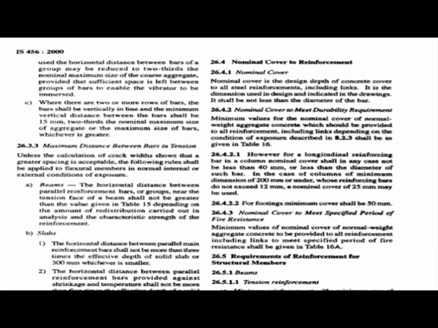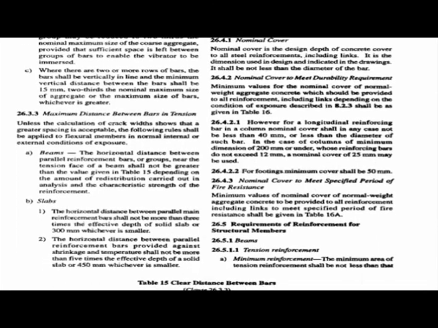This is the one that code available, so I can read it. The horizontal distance between parallel main reinforcement bars shall not be more than 3 times the effective depth of solid slab or 300 millimeter, whichever is less. So that means you can go maximum 300 millimeter or 3 times the effective depth.